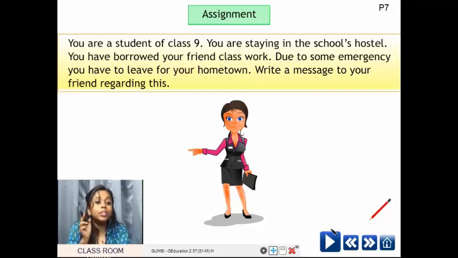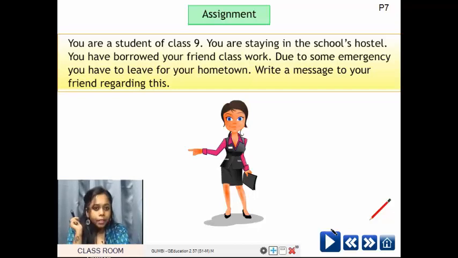You are a student of class 9. All of you are students of 9th standard? Yes. So you are a student of class 9. You are staying in the school's hostel. I know you don't stay there, might be you are staying in your home, but imagine that you are staying in your school's hostel. So you are a student of 9th standard. You are staying in the school's hostel.